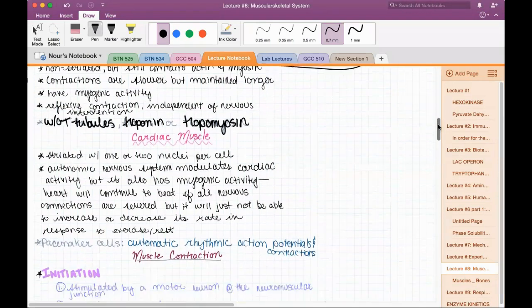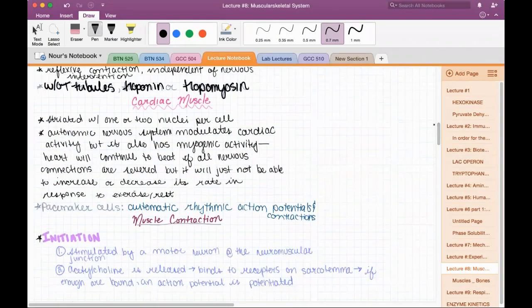Okay, next is cardiac muscle, and cardiac muscle is pretty simple. The reason why I made it pink is because it's in the heart. It's striated, so it's a bit like skeletal muscle, but it has fewer nuclei than skeletal muscle would. So think of cardiac muscle as kind of in the middle between skeletal muscle and smooth muscle.